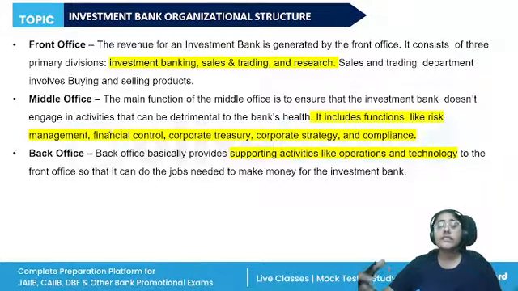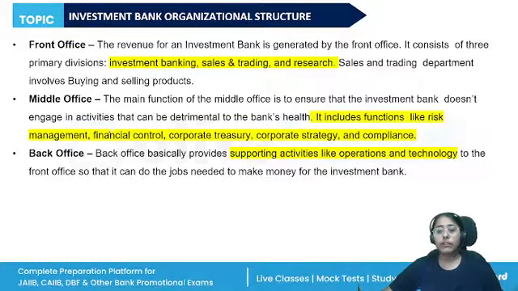Now, what is the organizational structure of the investment bank? We see there are various activities dealing directly with the investors. Then management of risk is another activity. Then supporting activities are also provided. So front office, middle office and back office. The investment banks are split up into three main offices.